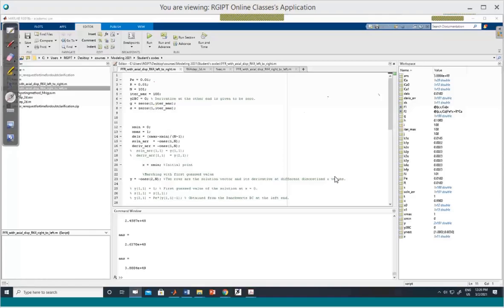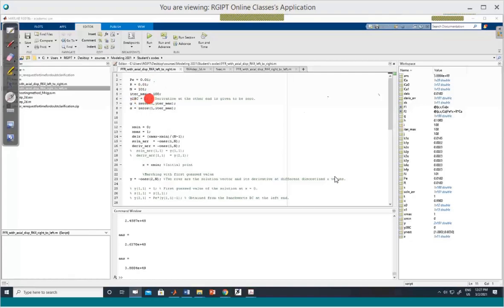N is the total number of node points, including the boundary points. Remember, the number of sections is always one less than the number of total nodes. If n is 101, there will be 100 sections. And 100 is a convenient number, because if you divide 1 by 100, I get 0.01 as my step size. This iter max is a number that gives me how long I need to wait before I decide that I have found the answer.